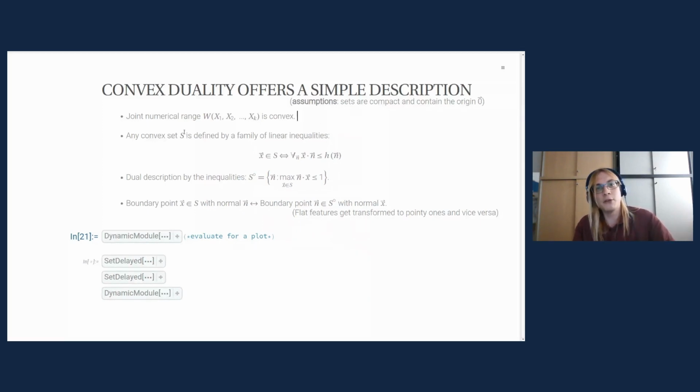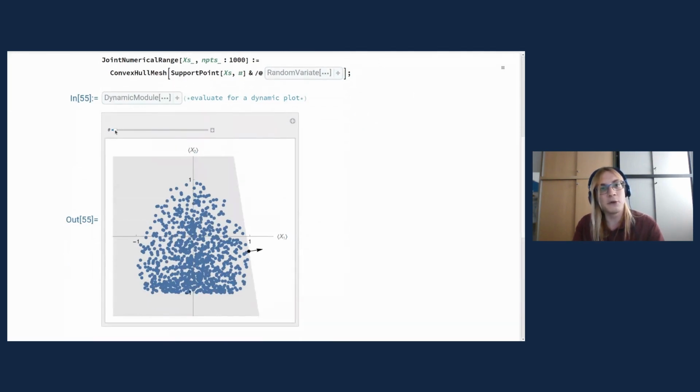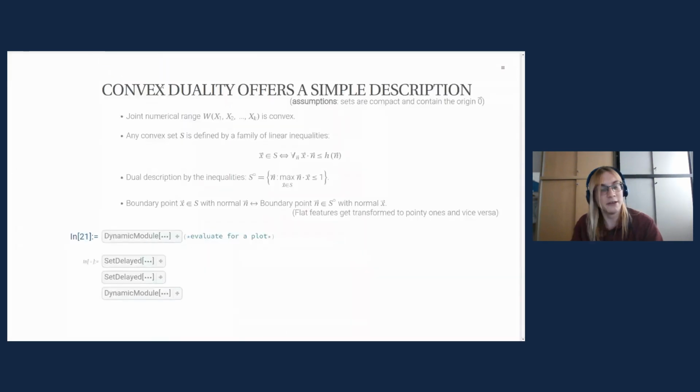And if we have a convex set like this, then we can say that it's defined by a family of linear inequalities, because you see, the joint numerical range we had before is defined by linear inequalities. All the points have to be in this half space. That's a half space defined by a linear inequality. All the points have to be in this half space, and so on and so forth. If we make an intersection of all of these half spaces, we would get the numerical range, because it's a convex set, and such sets are defined by intersections of half spaces like this.